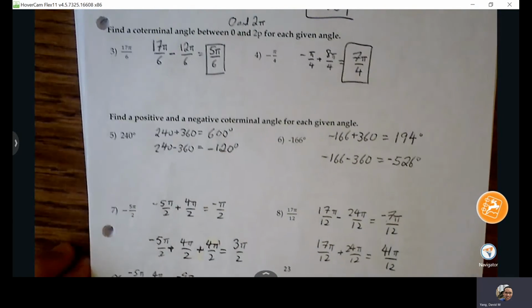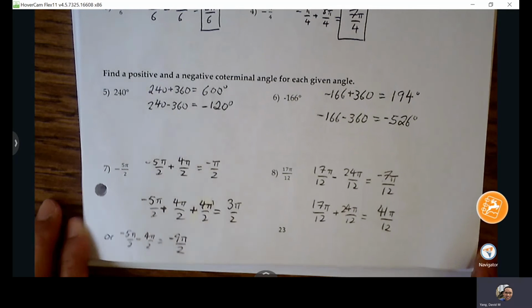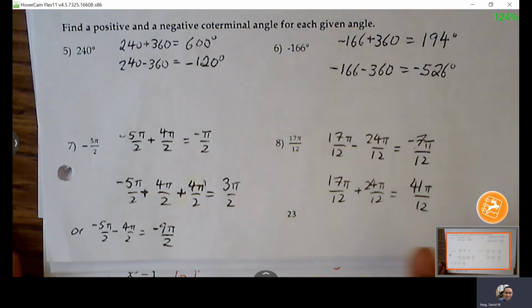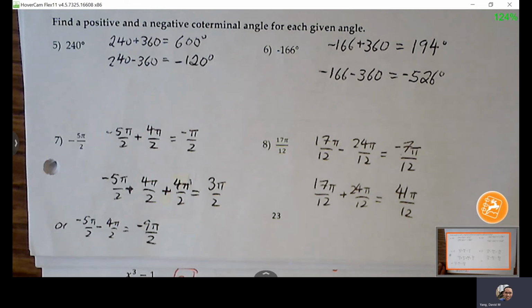So 3 and 4, are we okay? Okay. Number 5 through 8, asking for a positive and negative coterminal angle. Some of these, I think for 7, I produced more than 2 negatives. But as long as you have a positive and a negative, I just chose the closest one to my starting value. But you can always add more multiples of 360, and those will be sufficient as well.